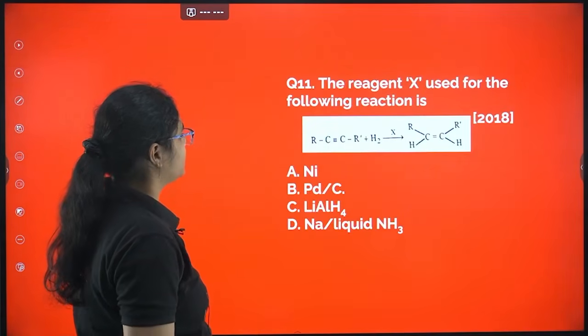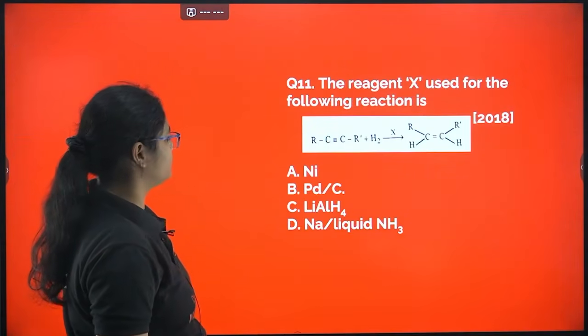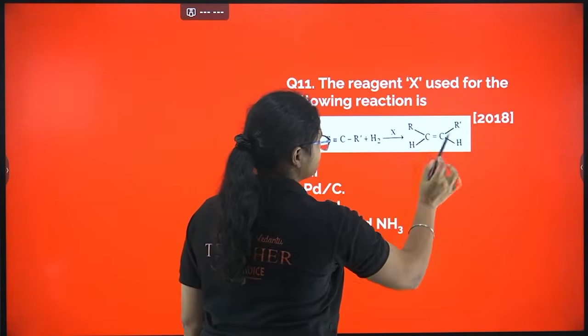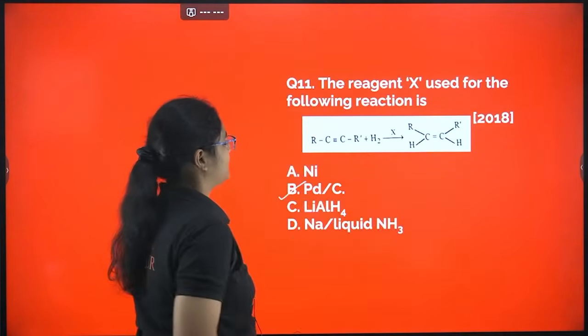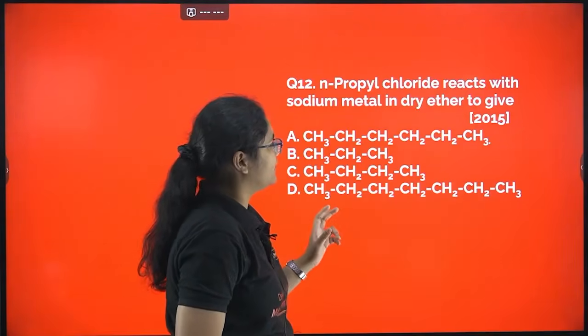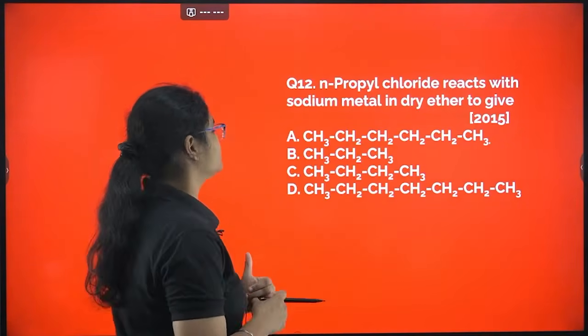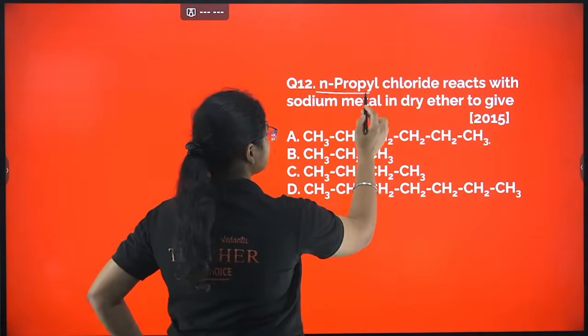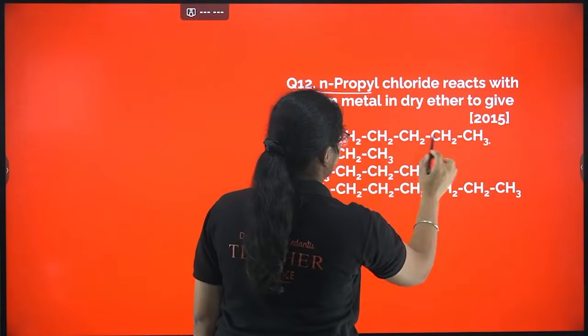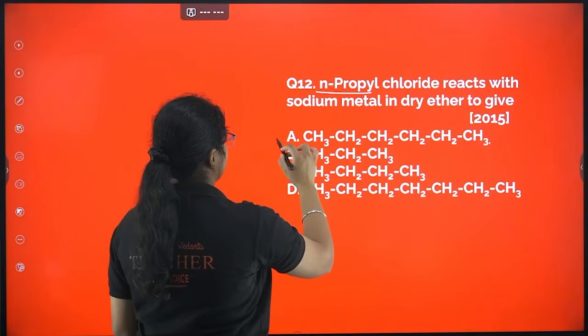Next, identify the reagent X used for the following reaction. So here we can see H2 and then you are getting the cis isomer, right? So for cis we need palladium and carbon. Next, n-propyl chloride reacts with sodium metal in dry ether to give you what? This one will react to give you hexane. n-Propyl will double, so I will get straight away hexane, that is option number A here.